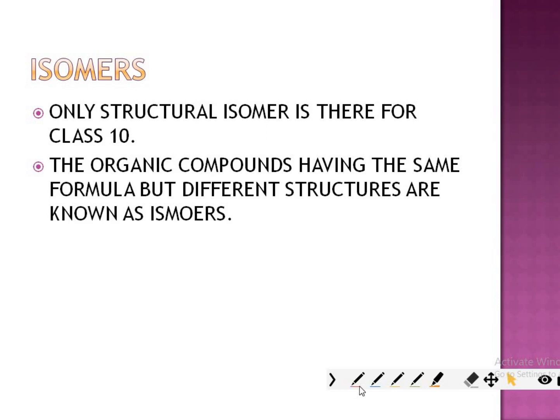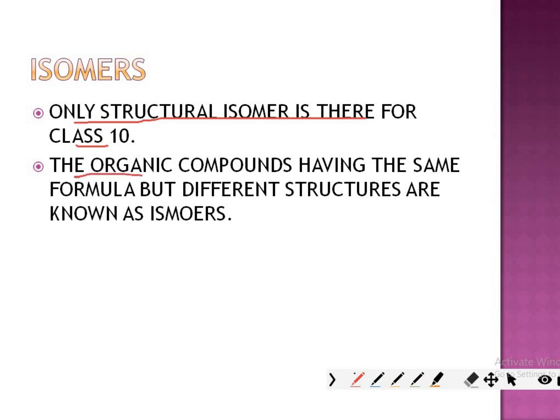See, you have only one type of isomer, and in higher classes there are lots of types of isomers. The isomer you are having is a very easy one. So let's see. Here I have written it also. Only structural isomer is there for class 10. No other isomer you have to read. There are lots of isomers like stereoisomer, functional isomer. You don't need to know about them.